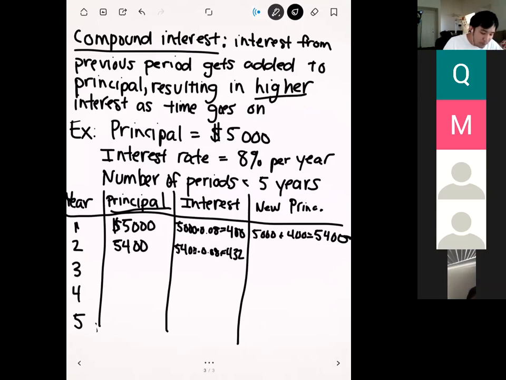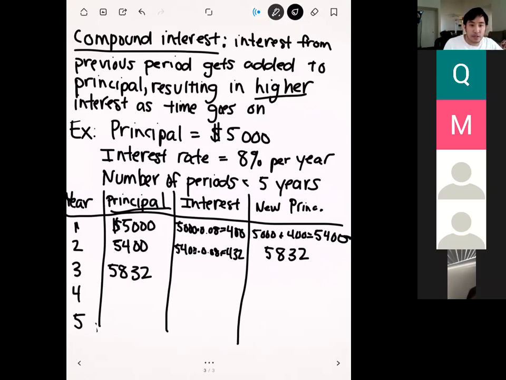Right. So then now for the new principal, we're going to take our old principal, which is 5,400, and then to that we're going to add our interest. So if we add those two together, we get 5,832. Okay. And then that becomes the new principal for the next year.